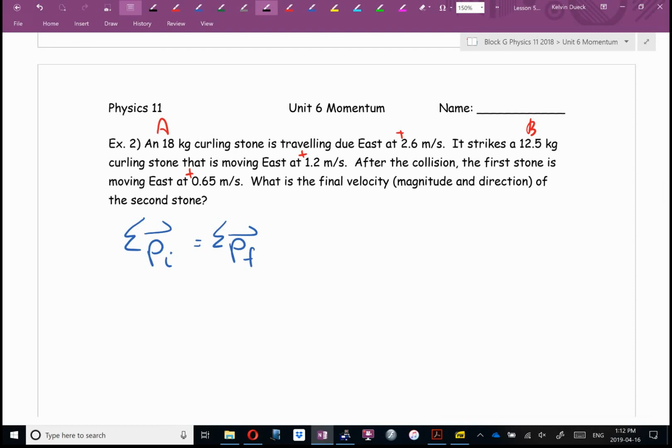Before the collision, what's moving? Mass A, mass B, both or neither? Both. Stuck together or separate? Separate. Mass A, velocity A initial, and mass B, velocity B initial. That's how much momentum we started with. That's also how much momentum we'll finish with. Wham! They collide.